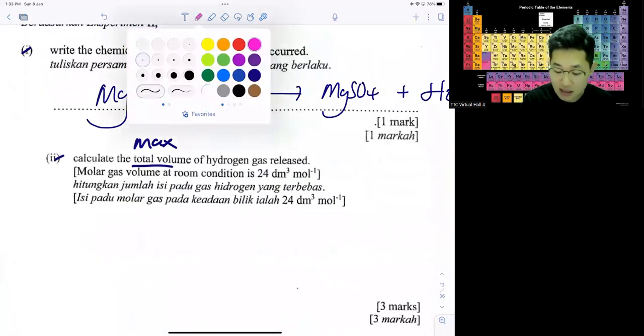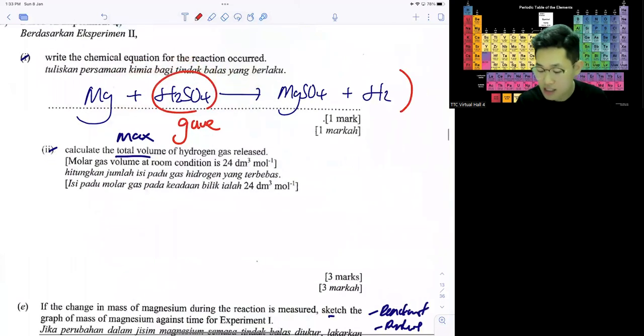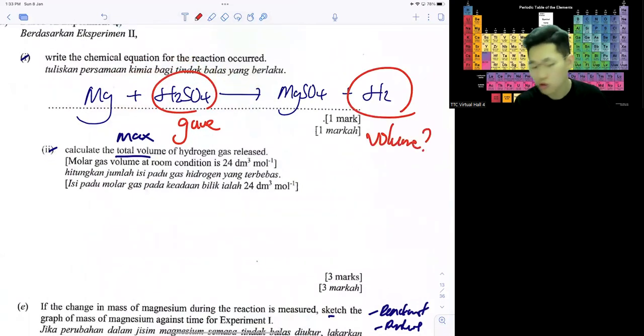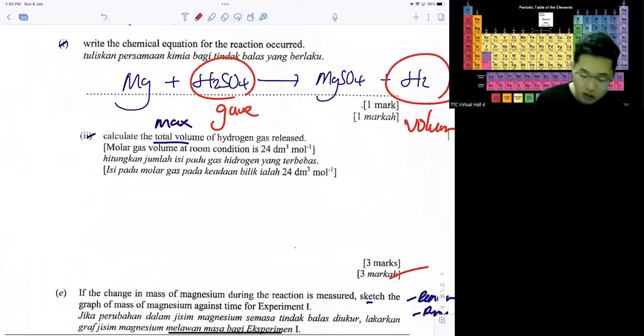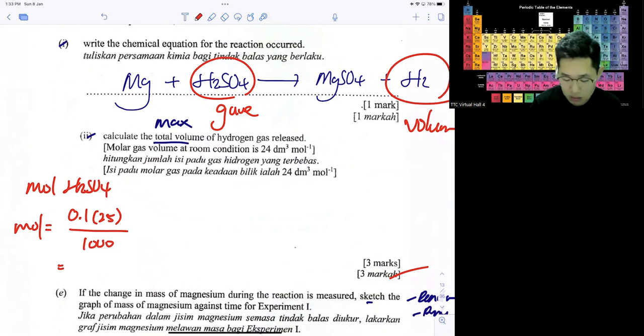They gave me this, but want to find this. So what do we do? The 3 steps, 3 marks, you see? So start from the mole of H2SO4. Mole equals MV over 1000. 0.00254.